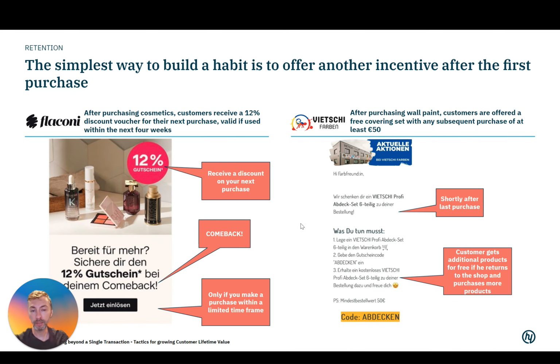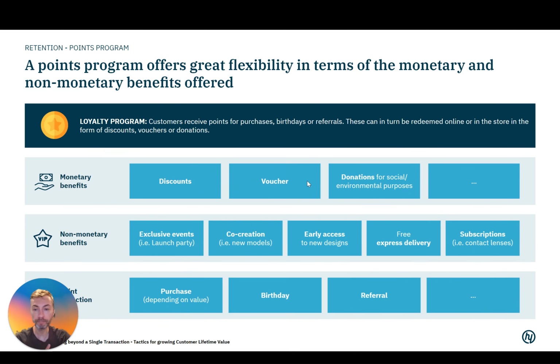The simplest way to build a habit is to offer an incentive after the first purchase. So we've had these acquisition tactics a few minutes ago. Now we're talking about retention tactics. And you see, especially in the beauty sphere, that building a habit is very important. So there are very often comeback discounts for buying a second time. What many companies do is set up loyalty programs.